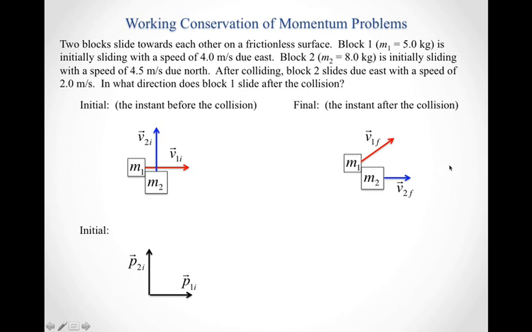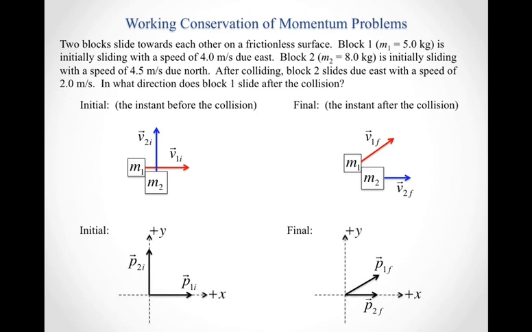Here I've got two pieces, and so again that means I've got two vectors, one showing the final momentum of block 1, one showing the final momentum of block 2. Pick a coordinate system. In this case, it makes about as much sense as any to let positive x point east, positive y point north.